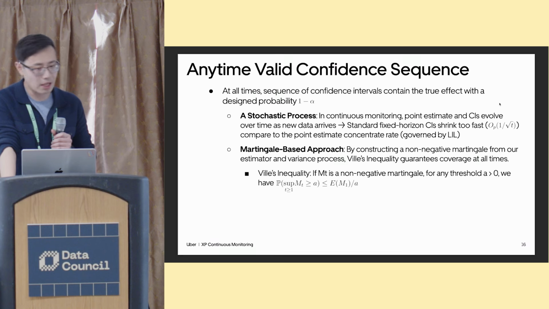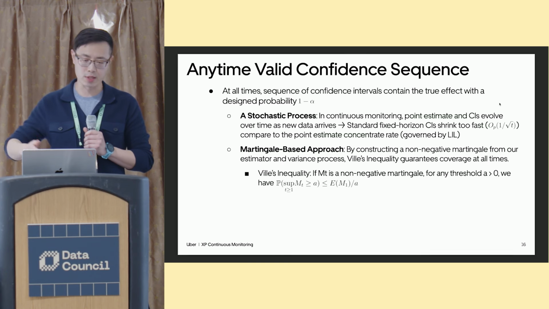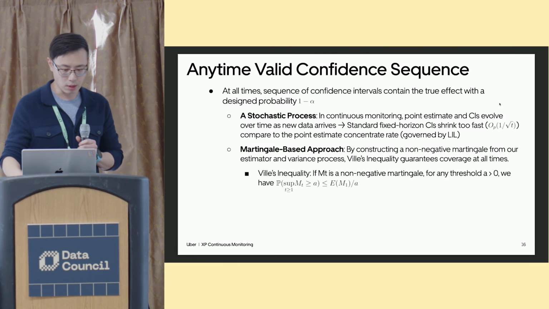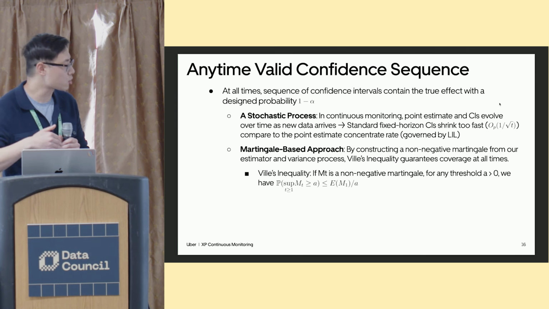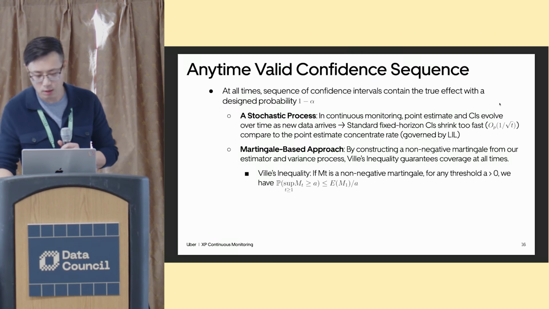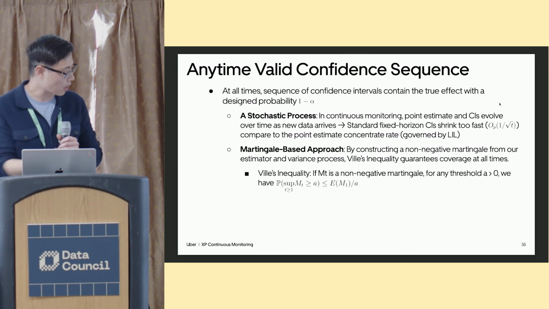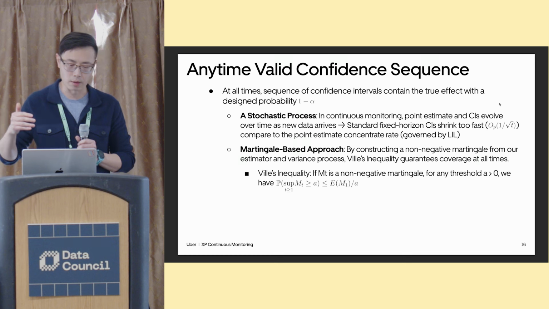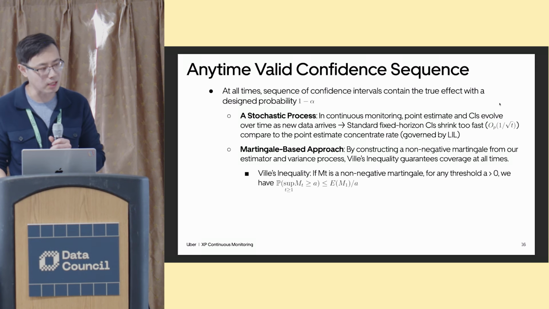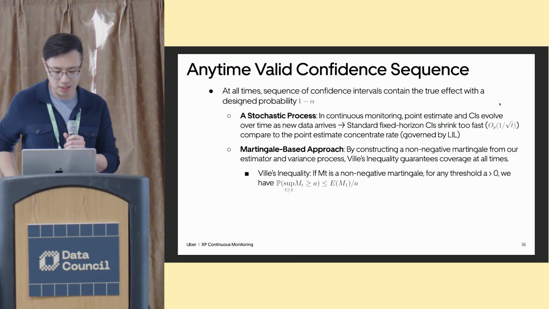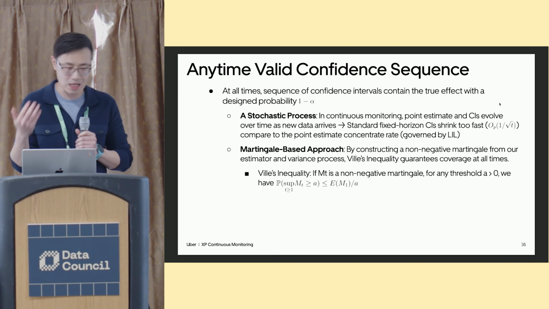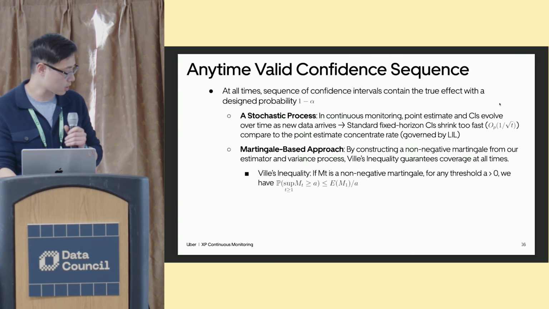The anytime valid confidence sequence, on the other hand, shrinks in step with this underlying stochastic process. Basically, it's a martingale-based approach leveraging Ville's inequality in this line of literature. So we need to construct a non-negative martingale from our estimator and variance processes. And using Ville's inequality, it can guarantee the coverage at all times. Here I list the statement of Ville's inequality. Basically it says, for a non-negative martingale M_t and a threshold A, think about A as your desired type 1 error rate, the probability of this M_t ever exceeding A across time will be bounded by the expectation of the starting value divided by A. That's how we get the guarantee of the coverage of the true effects over time.